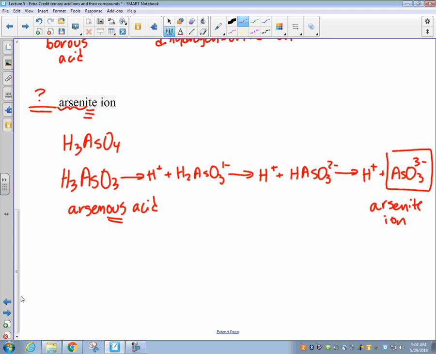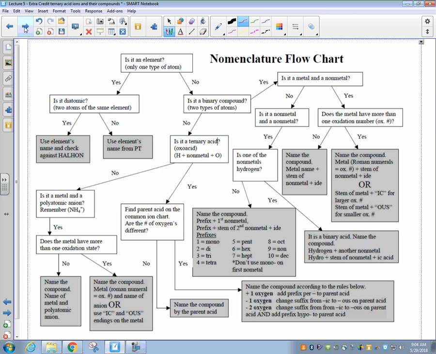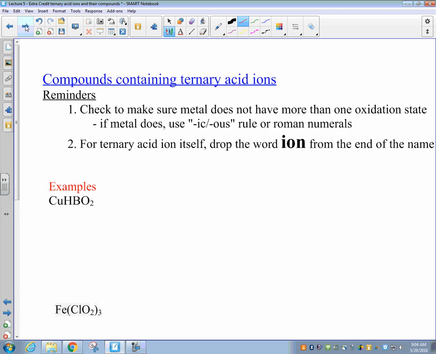All right, so at this point we can now pretty much go both ways. We can take a name, give the formula, take a formula, give the name of a ternary acid ion. Moving along next here, I'm going to come back to this flowchart in just 1 minute. What I want to look at next, guys, is the ability to name a compound which contains a ternary acid ion. This is essentially putting all of your nomenclature skills together into one big cohesive whole at this point here.